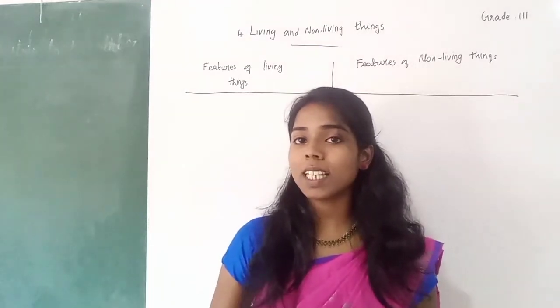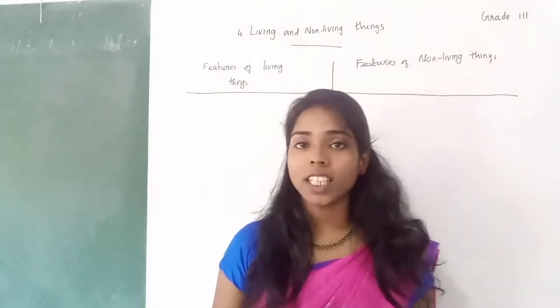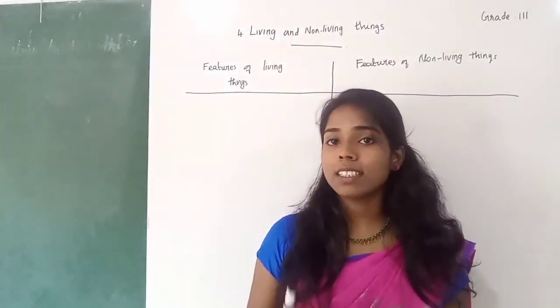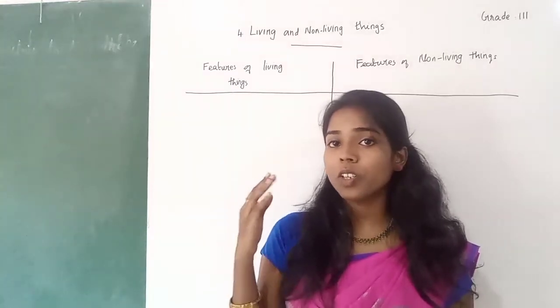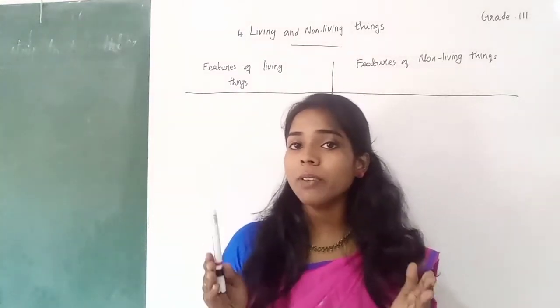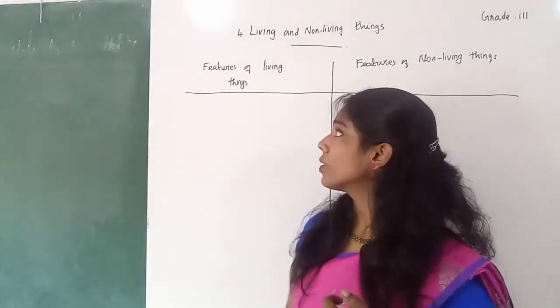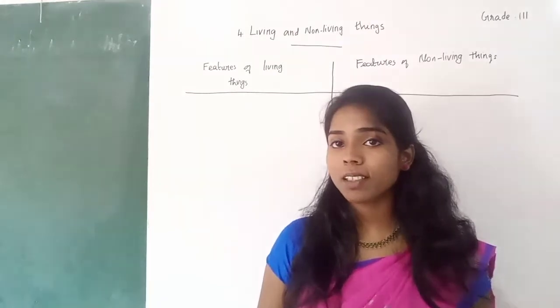Yes, we are learning chapter number 4, living and non-living things, isn't it? So in this chapter we learnt about the features of living things and features of non-living things. Now let's see a small recap. So now students, tell me, what are the features of living things?